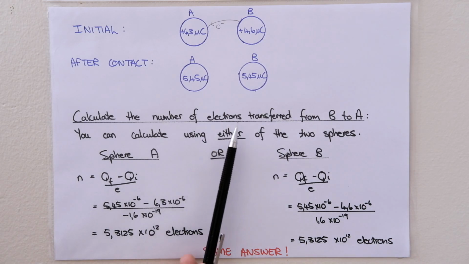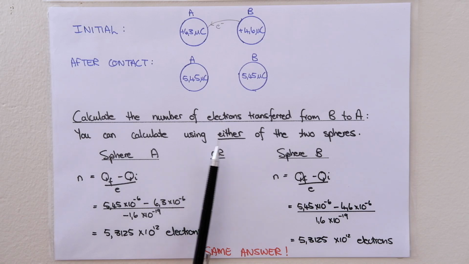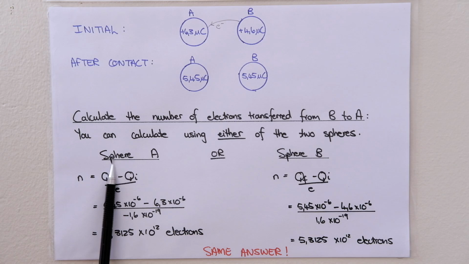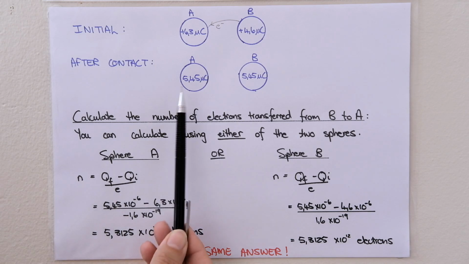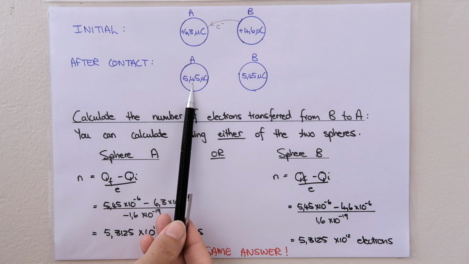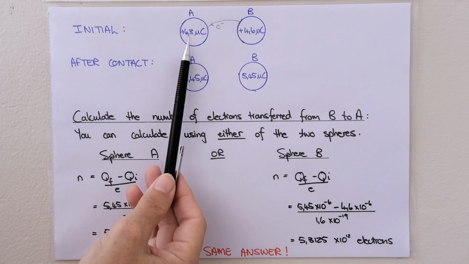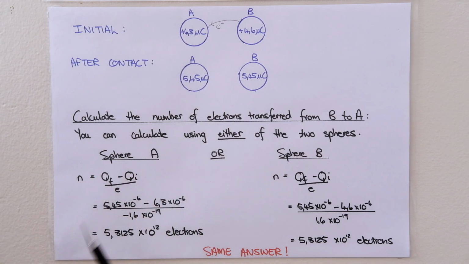Now, to calculate the number of electrons transferred from B to A, you can calculate using either of the two spheres. So I've done the calculation for sphere A and for sphere B. So we'll look at A first. The number of electrons transferred is the final charge on A minus the initial charge on A divided by the charge on one electron. The final charge on A is 5.45 microcoulombs. The initial charge is 6.3 microcoulombs.